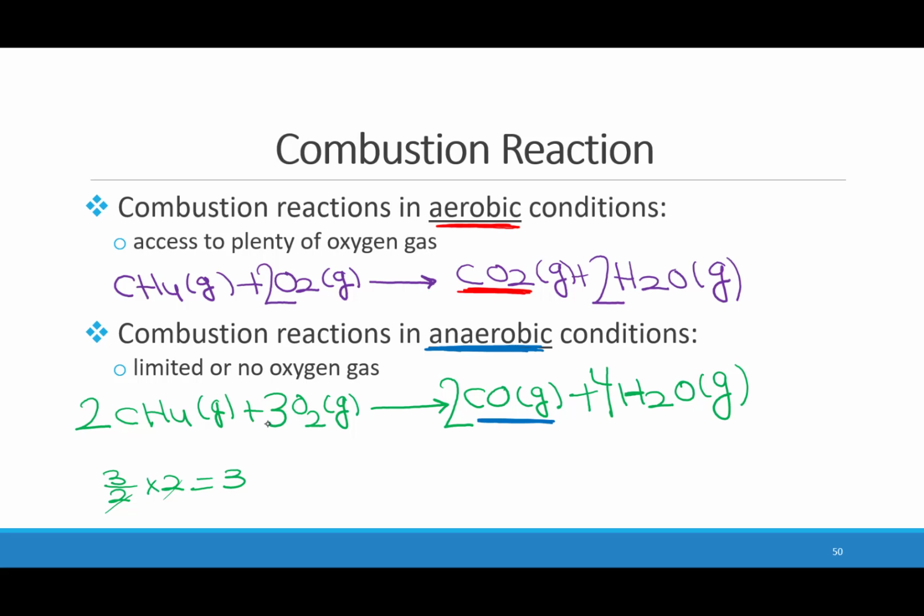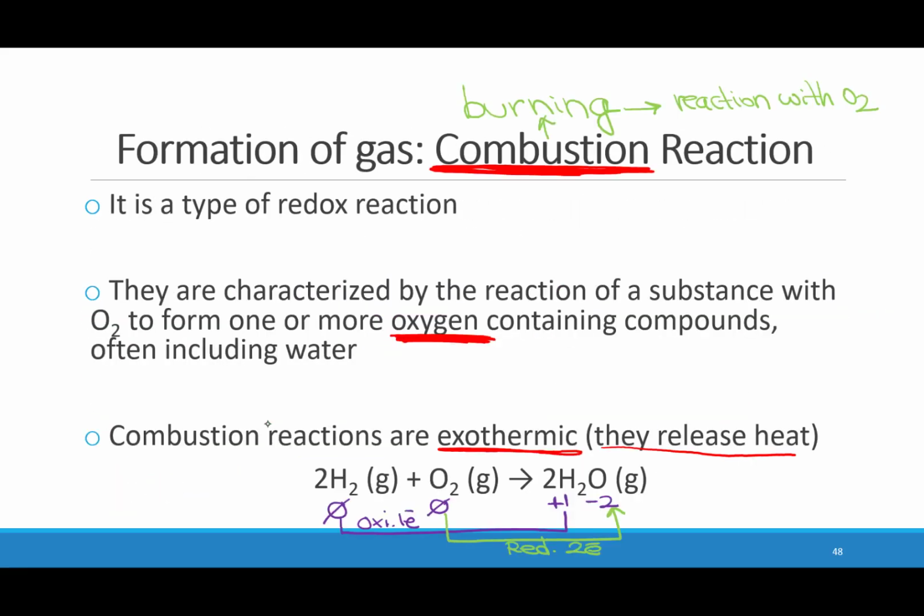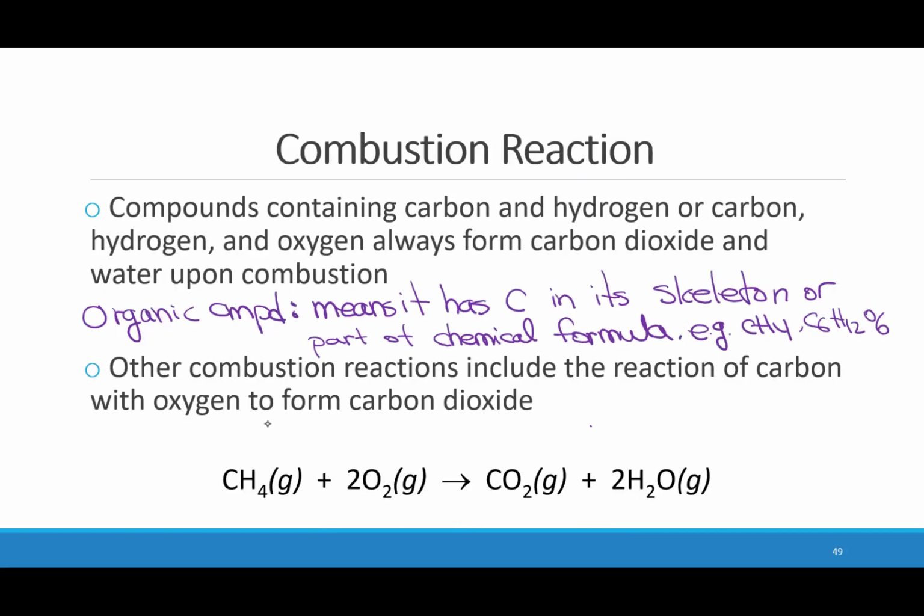Whenever you have difficulty balancing, use a fraction coefficient, but make sure to get rid of the fraction as I did in this example. One more time, when we have a combustion reaction, it's a reaction involving oxygen. It's a process of burning. What do you need? We need oxygen. Combustion reactions are exothermic. Combustion reactions involving organic compounds, those compounds that contain carbon as part of their chemical formula, the product will be carbon dioxide and water.